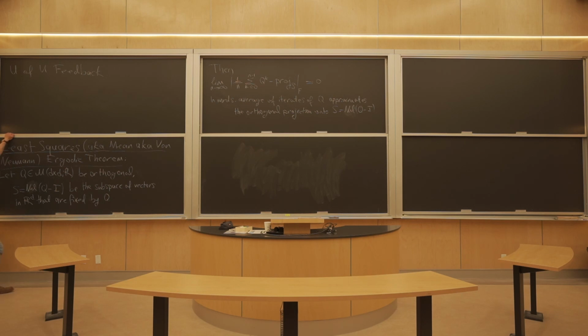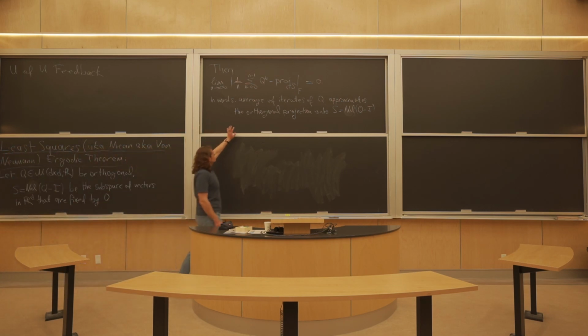Okay, so there are many ergodic theorems, but the version that I want to discuss is the least squares version. I start with an orthogonal matrix Q. In a second, once we discuss this ergodic theorem, I'm going to discuss this idea of Koopman. But let's just first focus on this. We start with an orthogonal matrix Q, d by d, and I call S the null space of Q minus identity. And of course, the null space of this is nothing but the space of vectors that are fixed under Q.